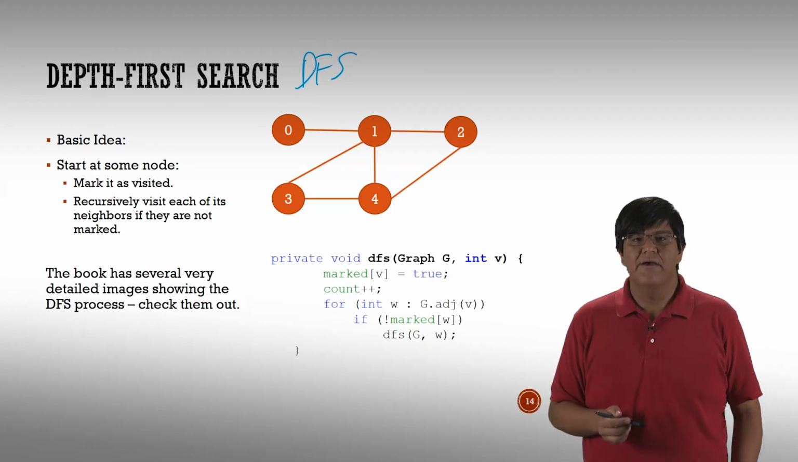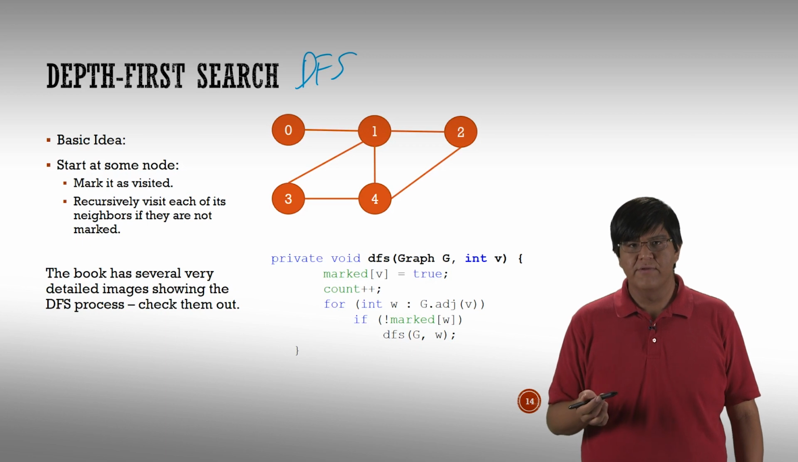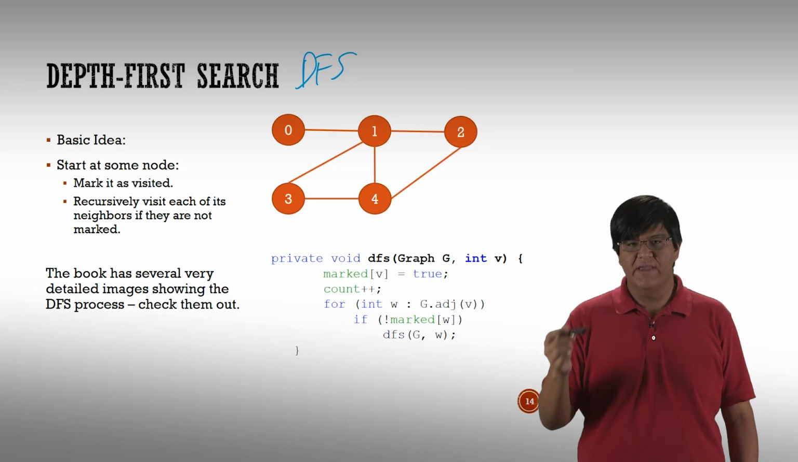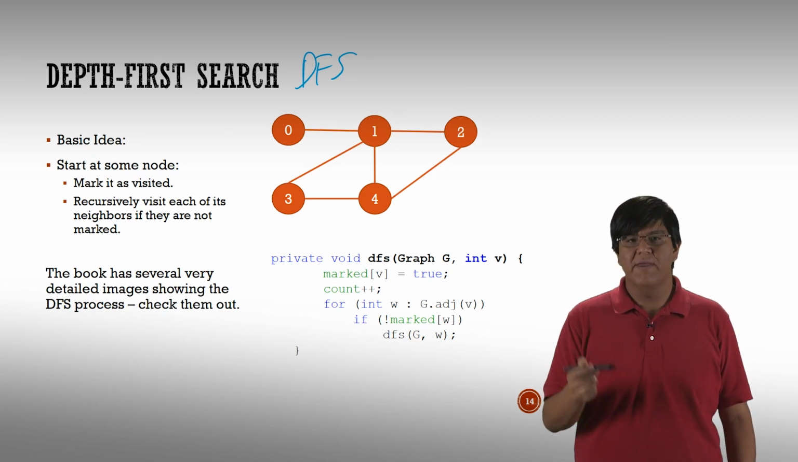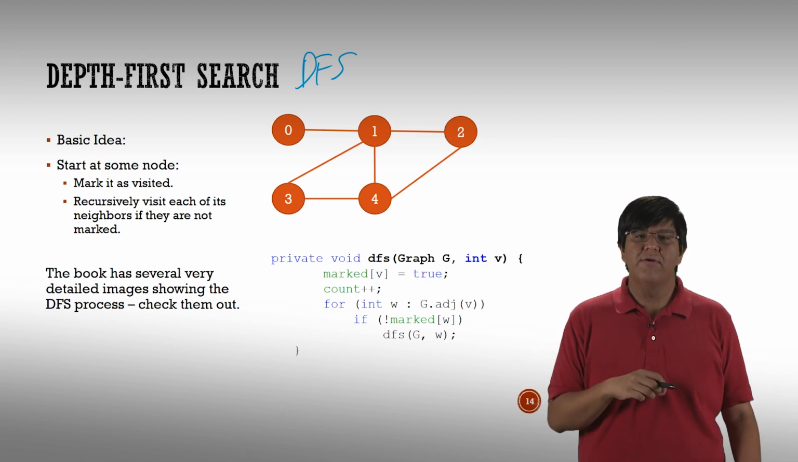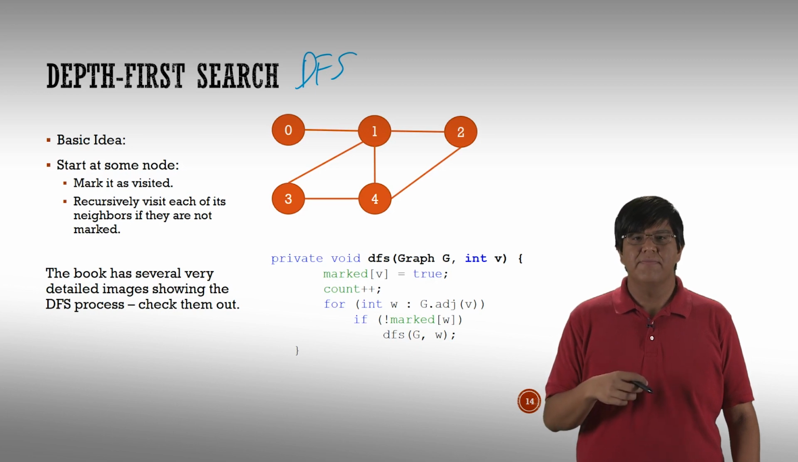So this is the basic idea. Start at a node. Mark it as visited. Once it's marked as visited, go and look at its neighbors and recursively explore them using DFS again. When they're not marked, explore them again. So there's just these two rules here, and that's really all there is to it. So start at a node, mark it, and then go visit all of its neighbors that aren't already marked. Repeat the process. So this is a recursive algorithm.